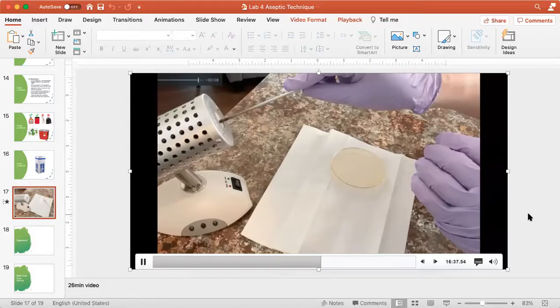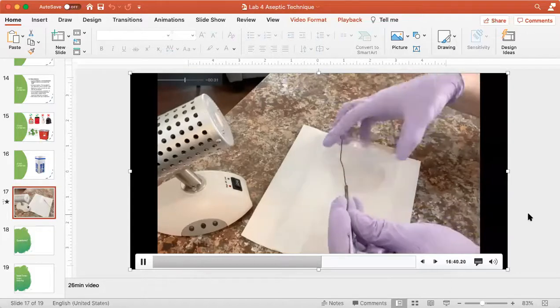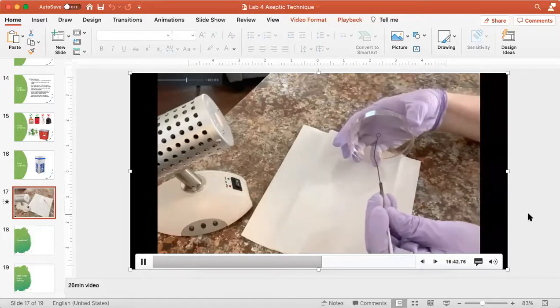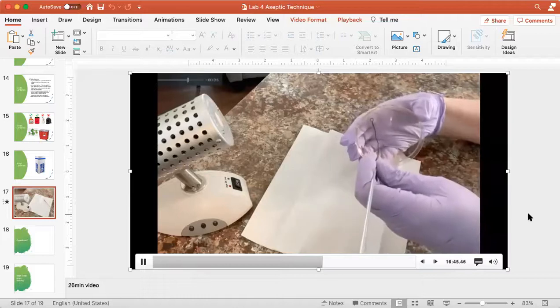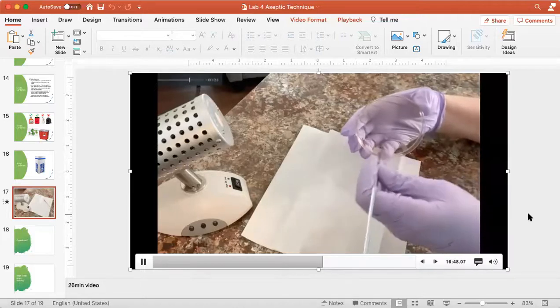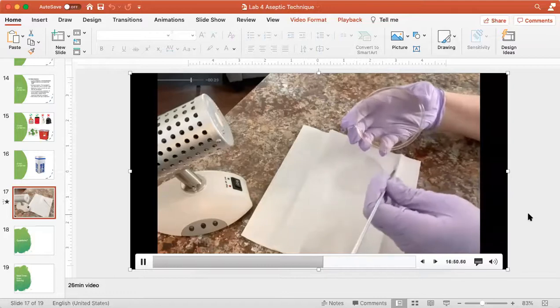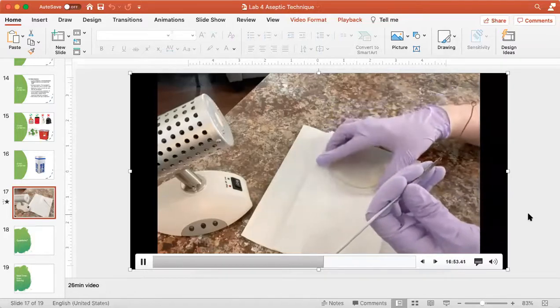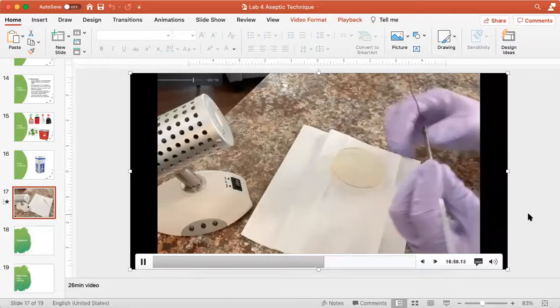Let's take a look at that again. Plate comes up, loop touches the media, and then without lifting it, I'm going to just streak it out, streaking it back and forth in a zigzag motion, spreading out those cells. As we go through the summer and we look at other techniques that we use in the microbiology laboratory, we'll also look at different ways that we can streak an agar plate, depending on what we want to achieve in terms of the growth of the cells.